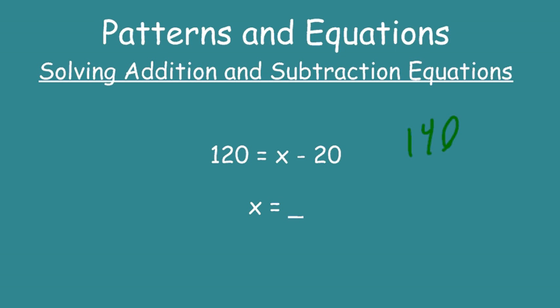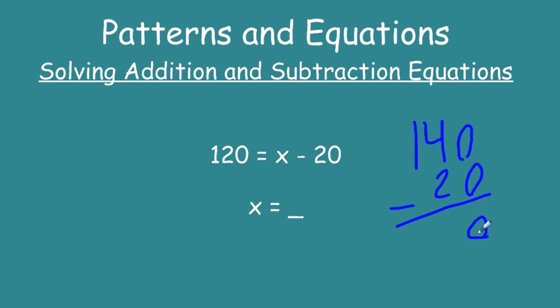So I would see that 140 minus 20. 0 minus 0 is 0. 4 minus 2 is 2, and that gives me 1. So 120. So I know 120 equals 140 minus 20, which then means x equals 140. And so that's what we're working on today, finding the mystery number and seeing what it is.